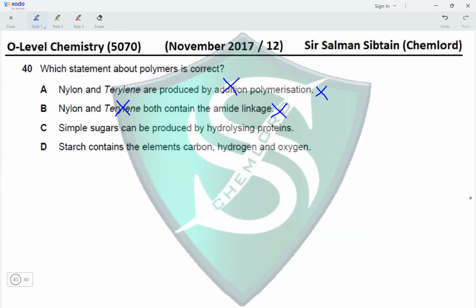Simple sugars can be produced by hydrolyzing proteins. No, amino acids can be produced by hydrolyzing proteins. Simple sugars can be produced by hydrolyzing starch. The starch contains the elements carbon, hydrogen, and oxygen. Yes, starch is a polymer of sugar or glucose, which is made up of carbon, hydrogen, and oxygen, making option D the correct option for this question.